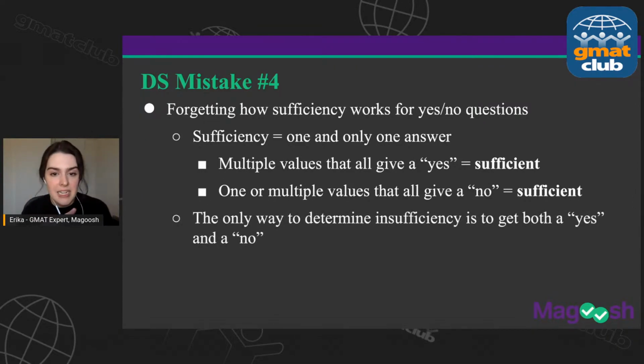The thing to keep in mind here: if you get both a yes and a no, that is the only way to determine insufficiency. So my trick with yes/no data sufficiency questions is I need to have both a y and an n next to that statement. If I don't have both a y and an n next to that statement, I do not know that it's insufficient and I'm not ready to move on. So insufficiency is a yes and a no. This is a really common mistake.